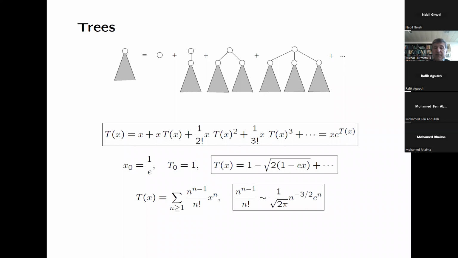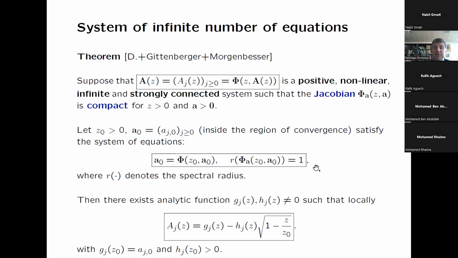Okay, and we have seen this example, and we will see further examples. And there is a very big step now: you can also get this kind of square root singularity in a very general case, namely, even if you have an infinite system of functional equations. Here, in the tree case, we have seen one equation.